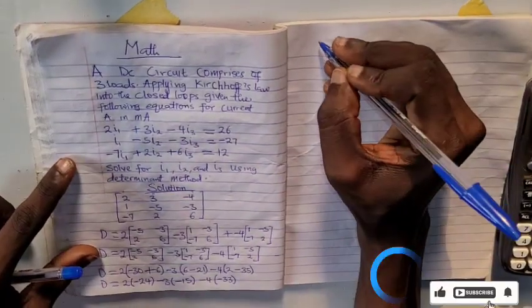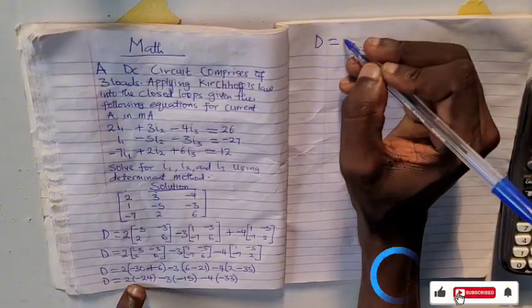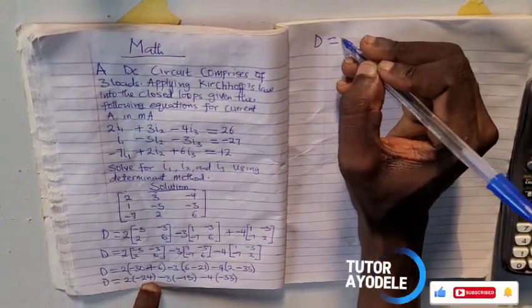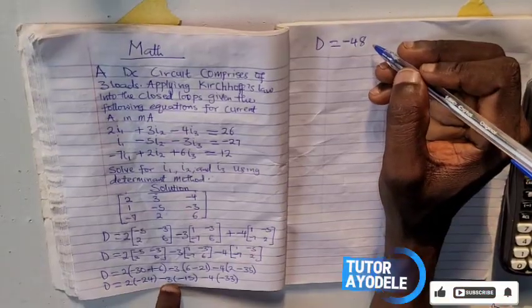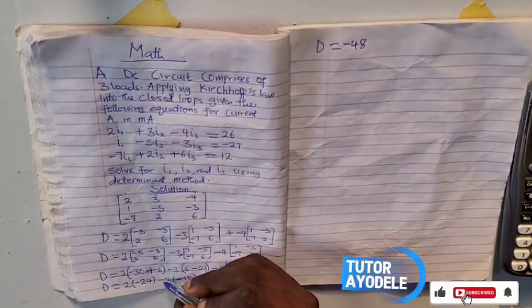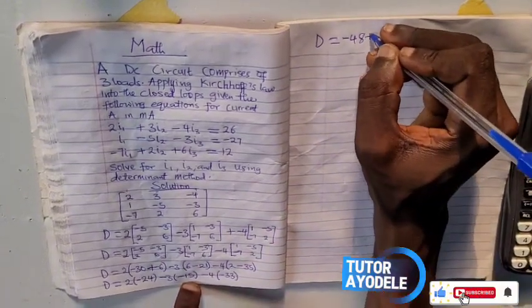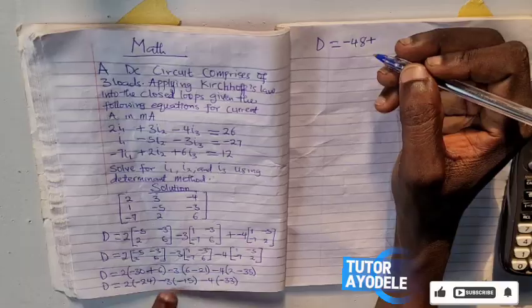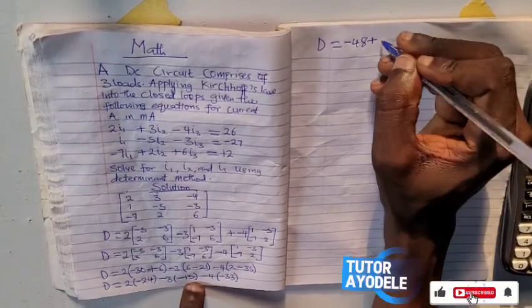So we have determinant equals 2 times minus 24, that will be minus 48. Minus 3 times minus 15. First of all, the minus will change to what? Plus, because minus times minus will be plus. So 3 times 15, that will be what? 45.